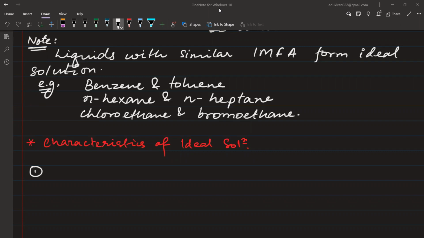nor are we destroying any type of attraction. Neither is any new attraction being formed, nor is any attraction being destroyed. That means the enthalpy of mixing will be equal to 0. There is no change in the enthalpy. Neither is heat released. When is heat released? If new bonds were formed, if new attractions were formed. And when is heat required? Heat is required when the attractions are destroyed. When you destroy an attraction, heat will be required. So delta H mix is equal to what? It is equal to 0.